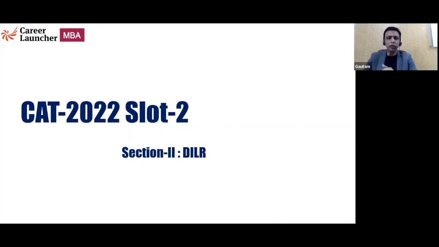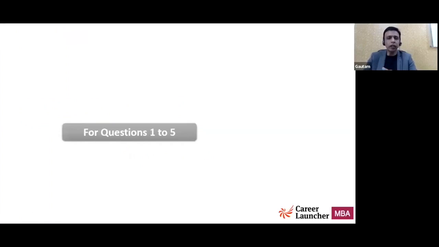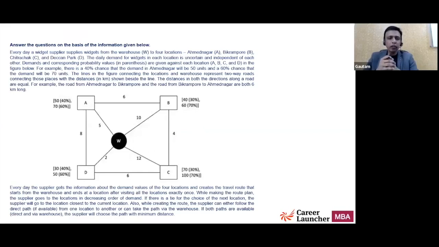So coming up with the solution, the first set in slot 2 of CAT 22 was more or less talking about a kind of diagram. It could be called a network based diagram where there was a warehouse at the center. There were 4 suppliers. So we can read the question well. It says every day a widget supplier supplies widgets from the warehouse, where W was the warehouse, to 4 locations, that is Ahmednagar, Bikrampur, Chitrachak and Deccan Park, denoted by A, B, C, D.